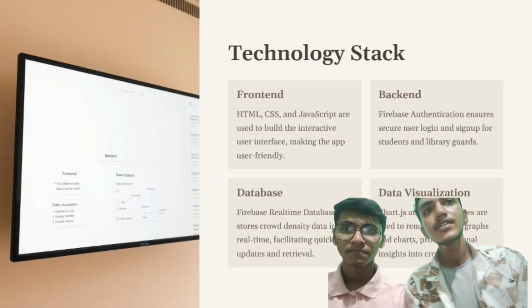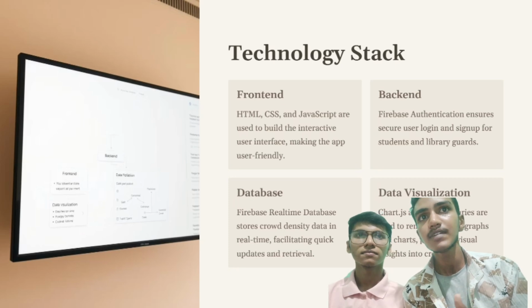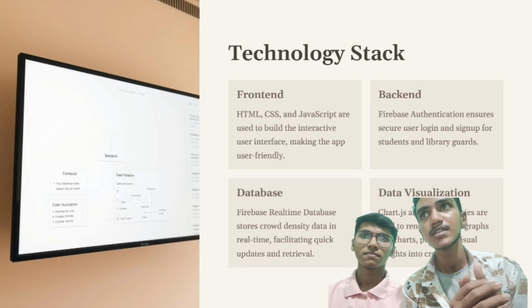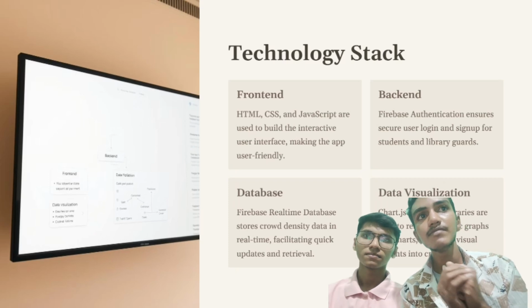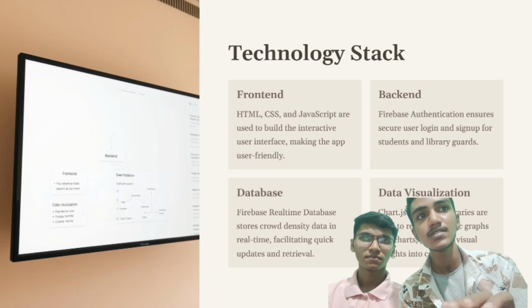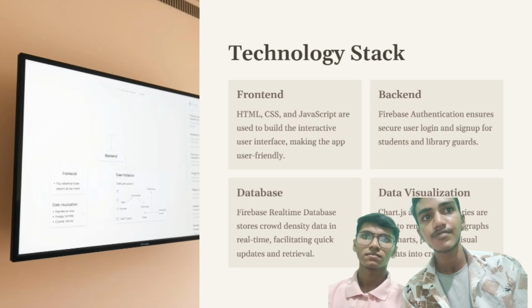So now, what technological stack have we used? First, for front end, we have used HTML, CSS, and JavaScript. For backend, there were so many options for us like Python, Java, Node.js, and all. But then we used Firebase for authentication as well as for database and backend. So it provides all the things. And then we use Chart.js for our data visualization, that is our graph.